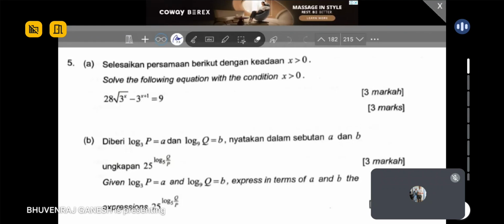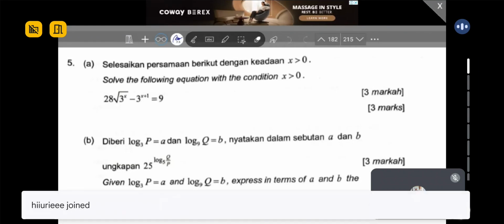Sure you guys, sedar lah. Okay, tak lama lagi dah. Okay, alright. So we start.